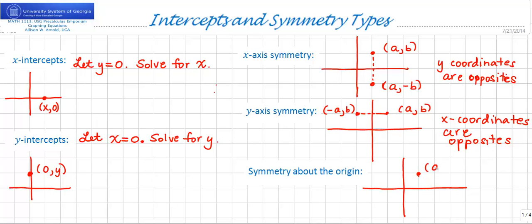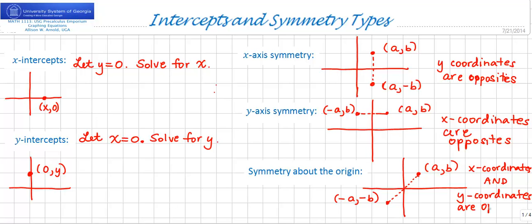Origin symmetry. If I have a point on the curve, I measure the straight line distance to the origin, project across, then I should find an ordered pair that has an opposite x as well as an opposite y coordinate, and that's origin symmetry. Okay? Now in just a moment we'll look at some examples. So let's just get this written down here.